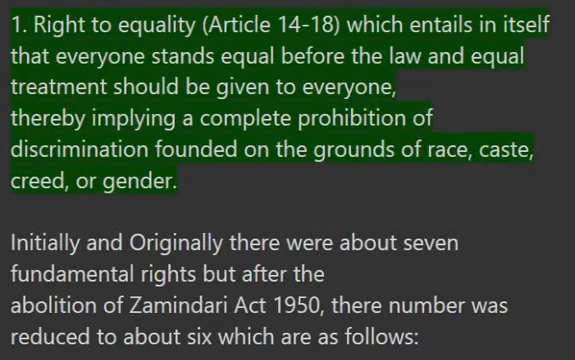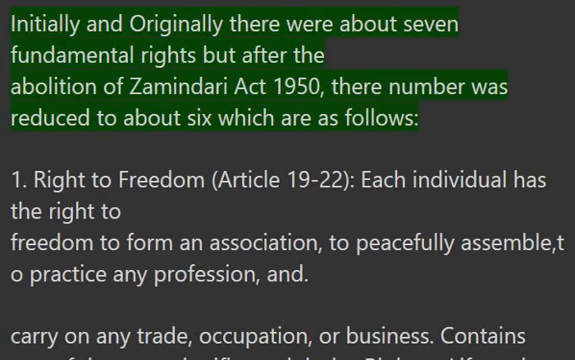1. Right to equality, Article 14 to 18, which entails in itself that everyone stands equal before the law and equal treatment should be given to everyone, thereby implying a complete prohibition of discrimination on the grounds of race, caste, creed, or gender. Originally there were about 7 fundamental rights, but after the abolition of the Zamindari Act, 1950, their number was reduced to 6, which are as follows.